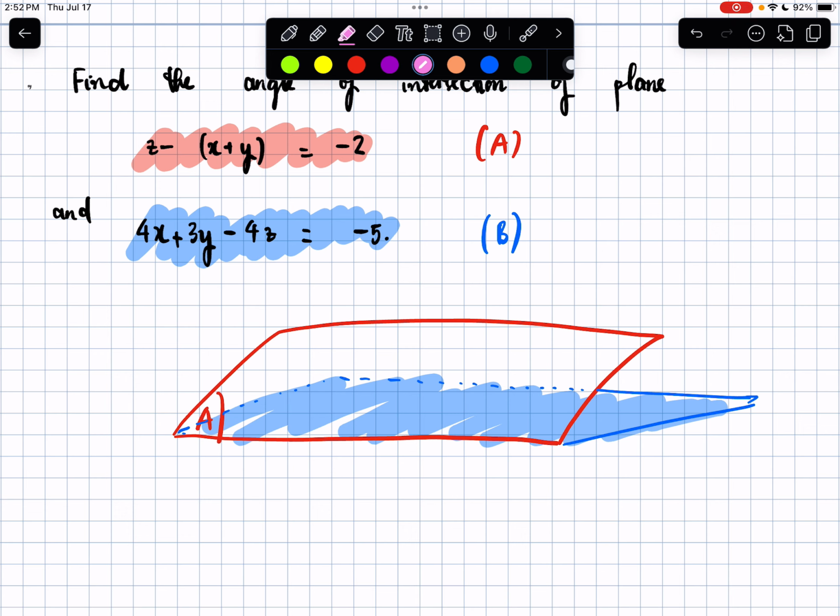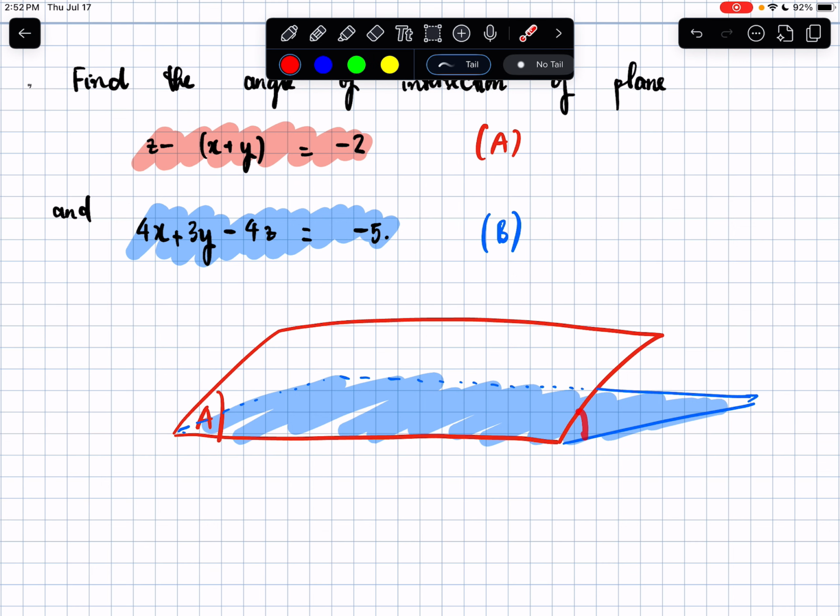So in case they are not perpendicular or parallel, then this would be an acute angle, theta. If they are parallel, they do not intersect. And if they are orthogonal, we can check easily by dot product, then it will be 90 degrees. Otherwise, it will be an acute angle between them. So let's call it theta here.